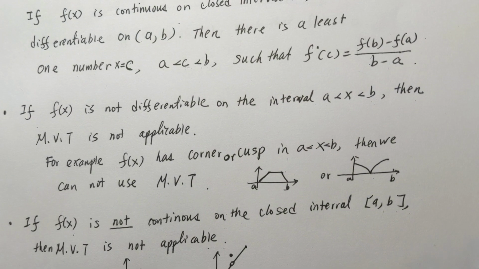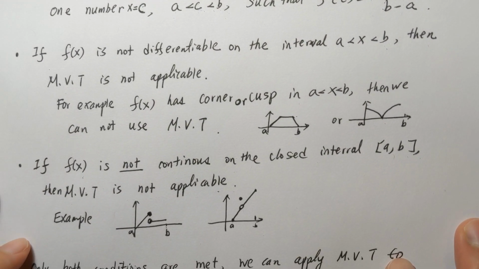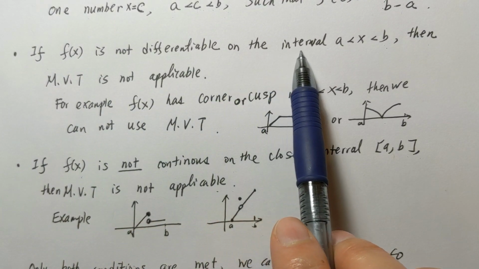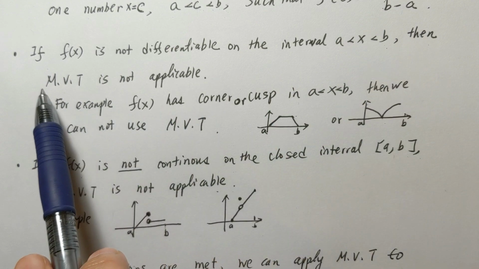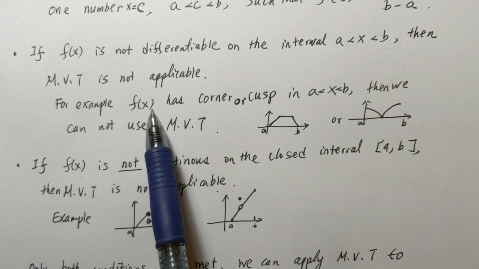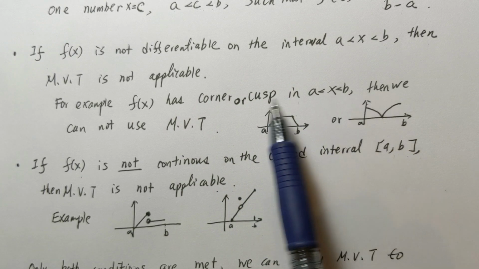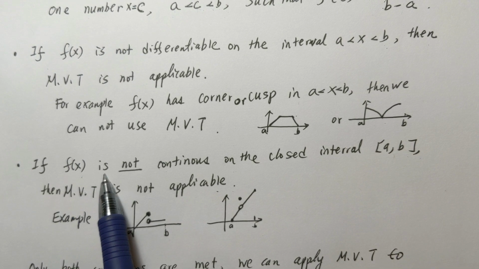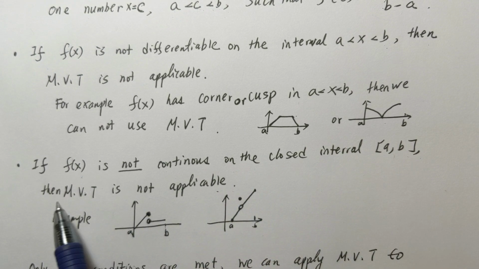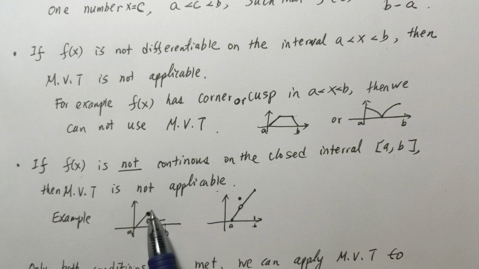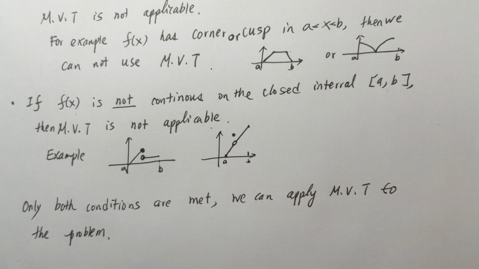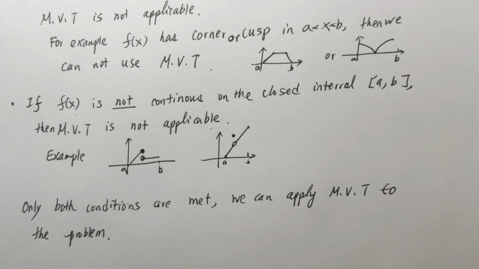So if one of the conditions fails, then the mean value theorem is not applicable. If f of x is not differentiable on the interval a to b, then the mean value theorem is not applicable. For example, if f of x has a corner or cusp in the interval, then we cannot use the mean value theorem. If f of x is not continuous on the closed interval a to b, then the mean value theorem is not applicable. If there is a discontinuity, automatically the mean value theorem is not applicable. Only if both conditions are met can we use the mean value theorem for the problem.